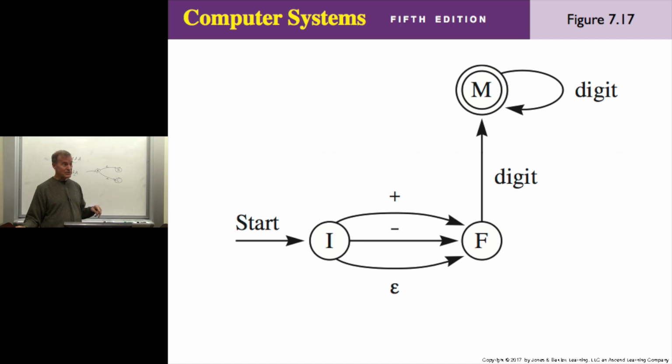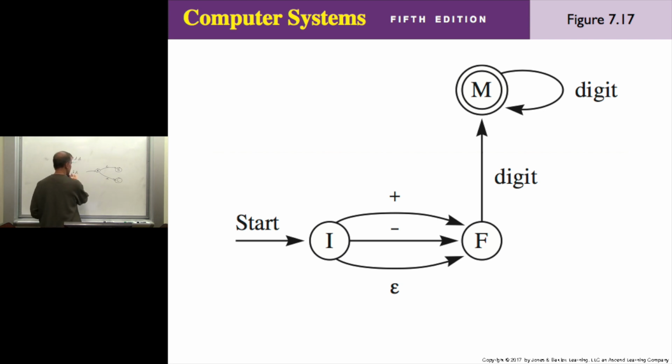On the empty transition. And then we can go from state F to state M on a digit, and then we go from state M to itself on a digit. Now do you see that this figure 7.17 is a really handy way to say that the leading plus and the leading minus are optional? So see how convenient that is?